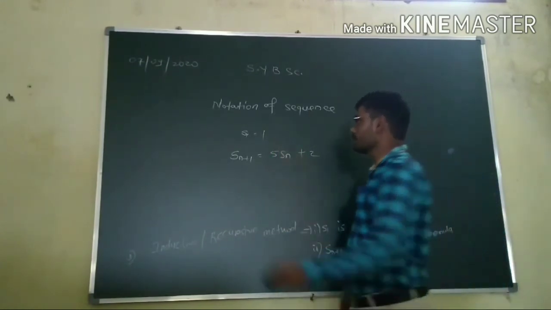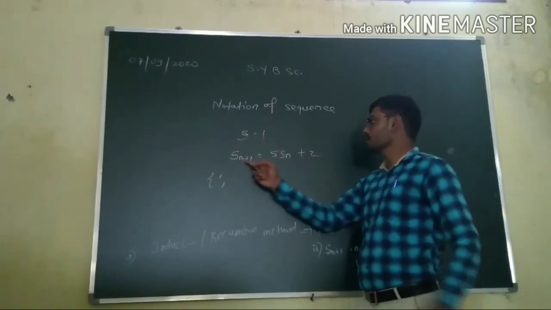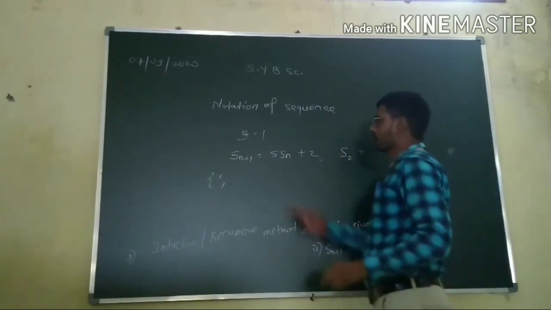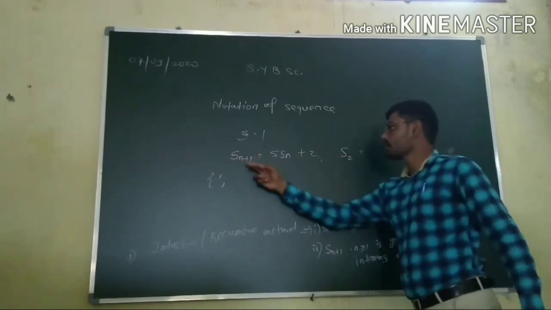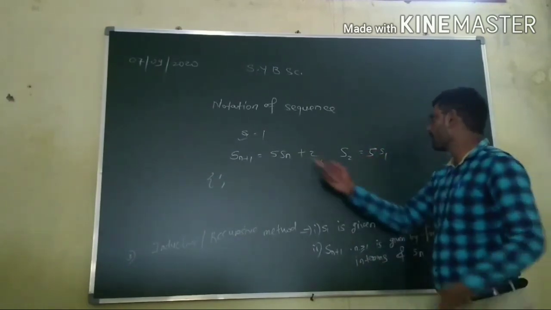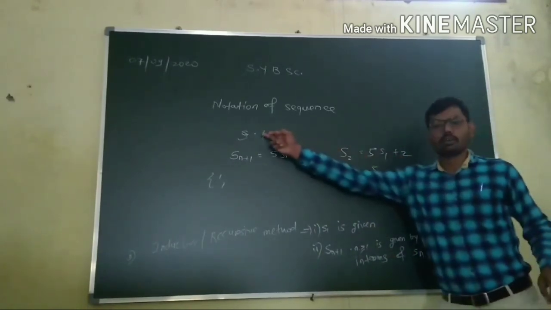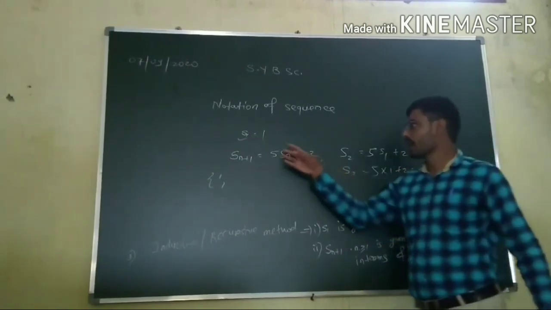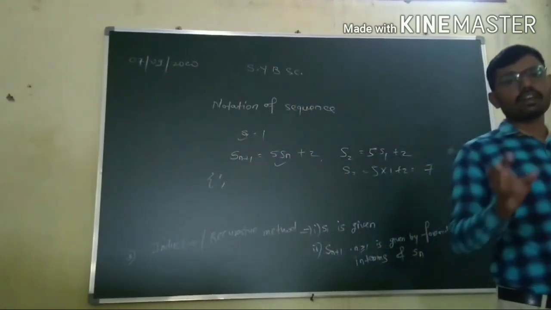So, what are the elements of this sequence? S1 is equal to 1. Now we have to find S2, so use this formula. S2 is equal to 5 times Sn, putting n is equal to 1: n plus 1 is 2, so S2, and put n is equal to 1 here also, so 5 times S1, plus 2. So we get S2 is equal to 5 times S1, which is 1. So 5 into 1 plus 2 is equal to 7. In this way we can find all the elements of this sequence. So this is the inductive or recursive method of writing a sequence.